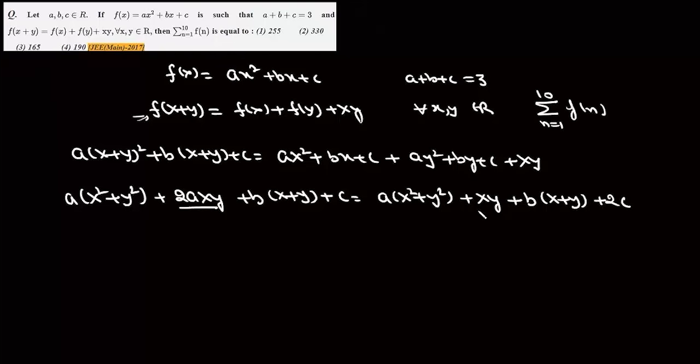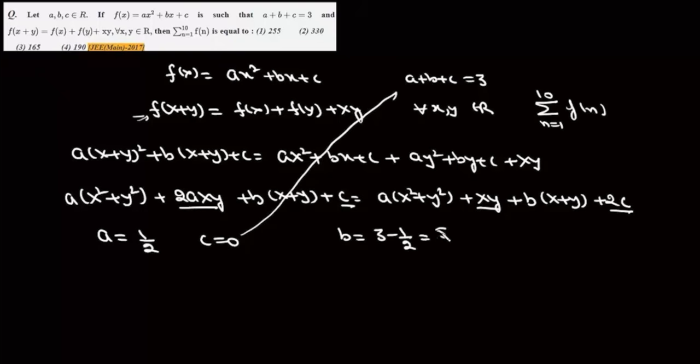Now we compare 2axy with xy. Value of a will be 1 by 2 and c equals 2c. That means value of c is 0. Now we'll put the value of a and c here. So if a is 1 by 2 and c is 0, we'll get b as 3 minus 1 by 2, and that will be 5 by 2. So that means this function fn, it will be 1 by 2 n square plus 5 by 2n.